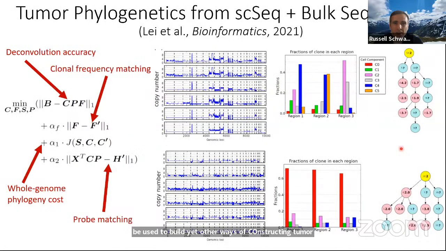Many of the most interesting methods today are multiomic methods. This is an example of yet another method that's combining single-cell, bulk sequence and FISH into a single inference by putting together a loss function that basically says we want to infer cell populations, we want to infer how they're distributed over a tumor, we want to infer phylogenies among them, and we want to do this in a way that is consistent with how we think the biology works, as well as with all of our different data sources. And multiomics is a lot of where the interesting action is in cancer studies.